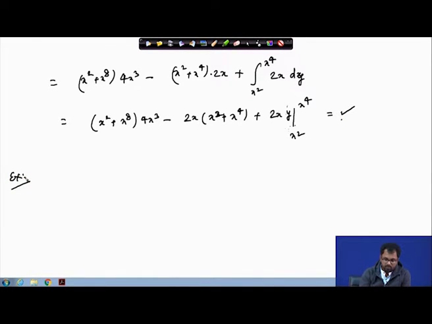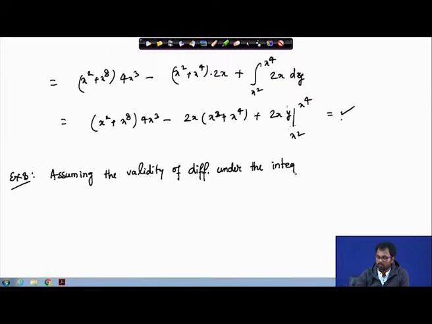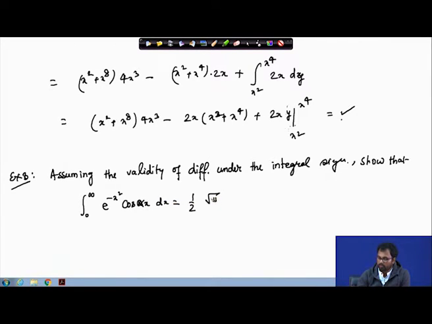So example 2, or I would say 3. Assuming the validity of differentiation under the integral sign, show that the integral from 0 to infinity e to the power minus x square cos alpha x dx equals 1 by 2 square root of pi e to the power minus alpha square by 4, where alpha is any positive number.